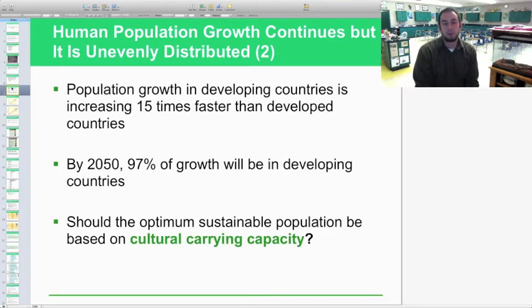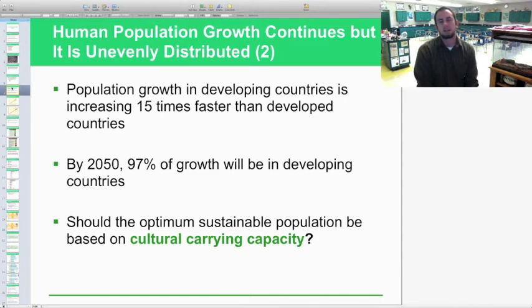Also, population growth in developing countries is increasing 15 times faster than in developed countries. I think by 2050, 97% of the growth will be in developing countries, which is astounding. We always think we're growing really fast here in the United States, but it's happening elsewhere even more so. Should the optimum sustainable population be based on cultural carrying capacity?